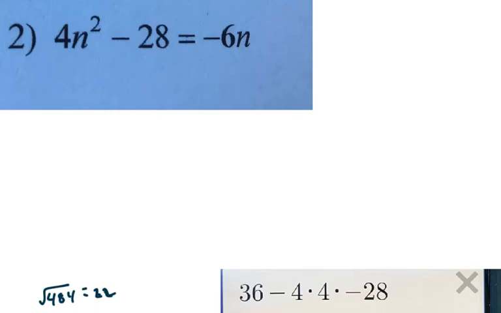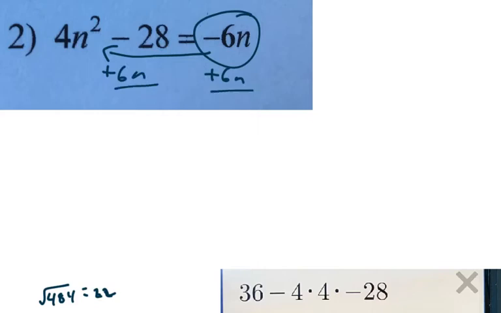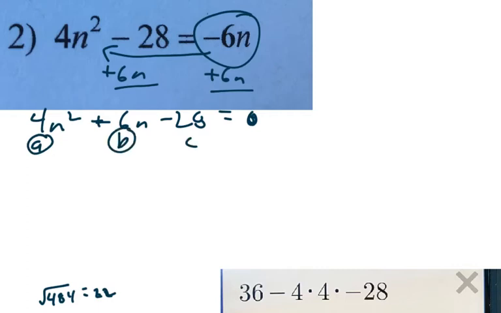Okay, let's do another one. So, again, what's wrong here is this minus 6n's got to be over here. So I'm going to add 6n to both sides. So I have 4n squared plus 6n minus 28 equals 0. Be careful with your numbers, your signs. So we know our a is 4. We know our b is positive 6. We know our c is negative 28.